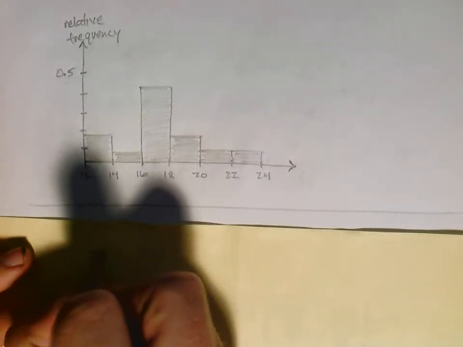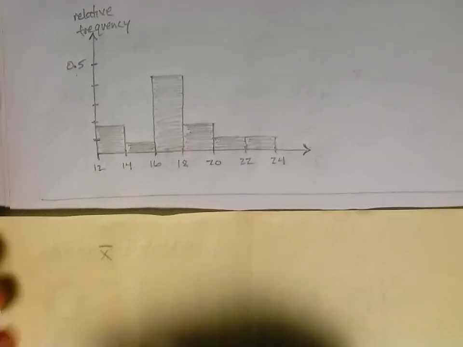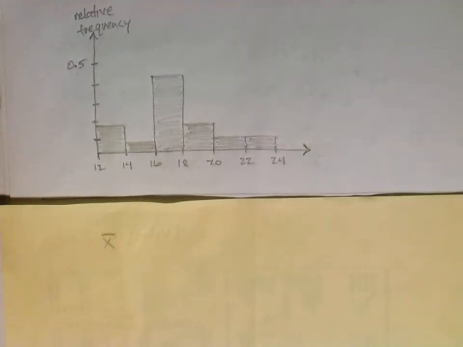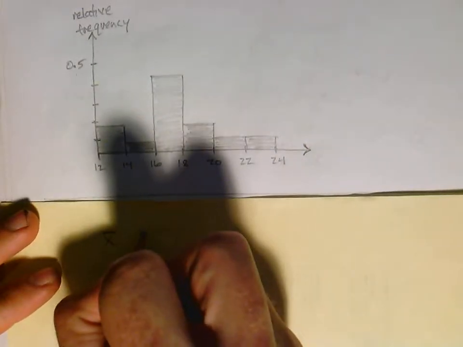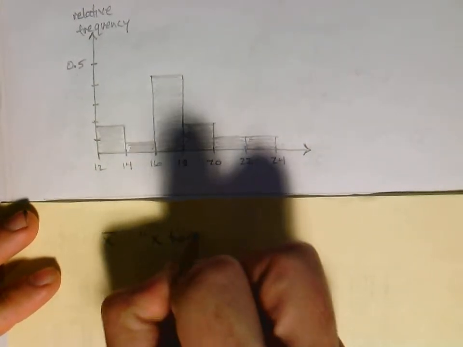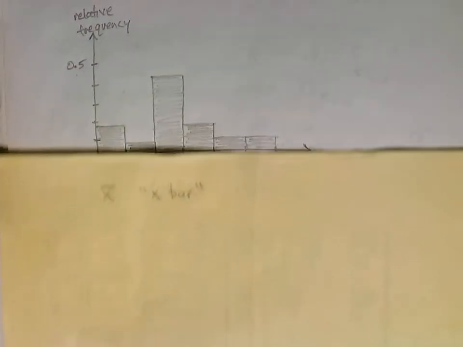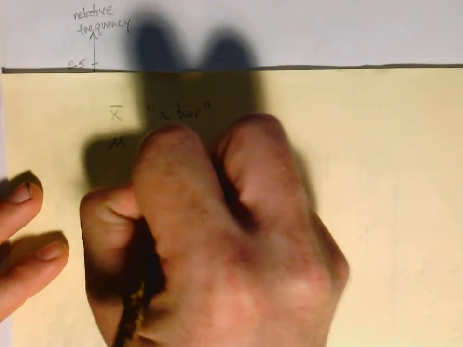So we've got x. Oh man, these shadows are really pronounced here. That's okay, it is what it is. So this we would read as x bar, and this we read as mu, the Greek letter. And so again, what are those? Well, this is the average for a sample. This is the average of a population.